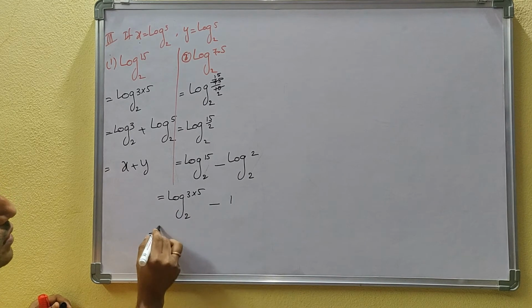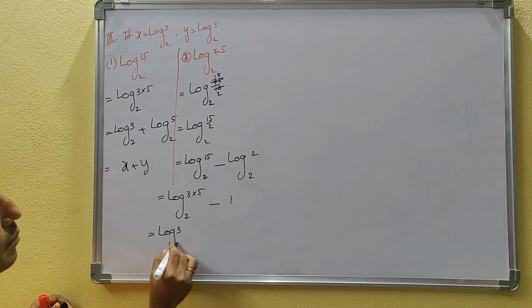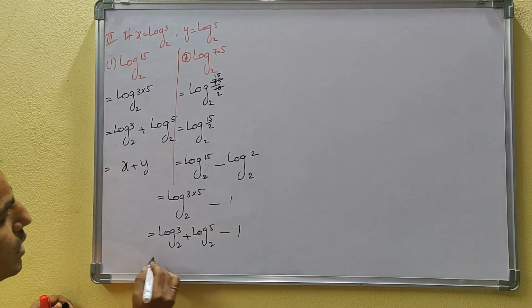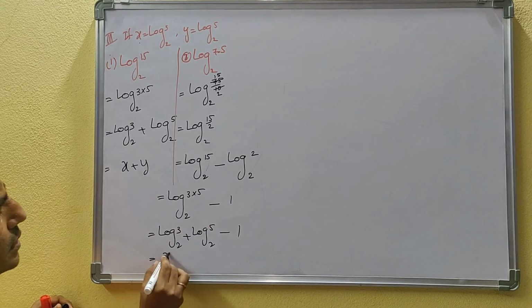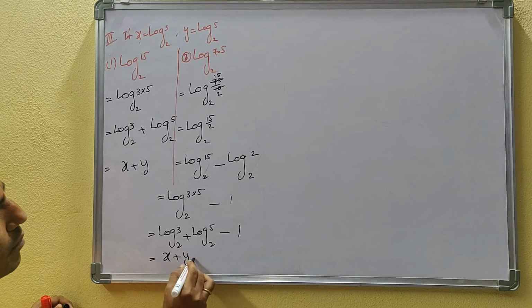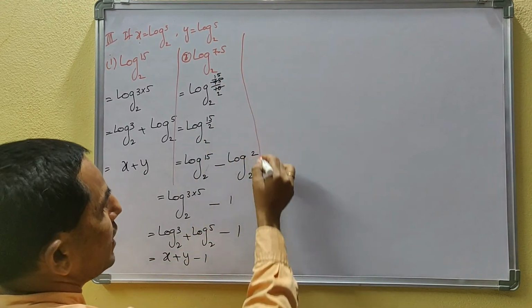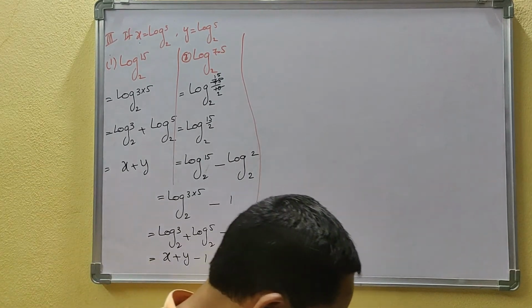So again log AB: log 3 base 2 plus log 5 base 2 minus 1. So its value x plus its value y minus 1. So log 7.5 base 2 is equal to x plus y minus 1. This is the second answer. Next I am taking the third question.